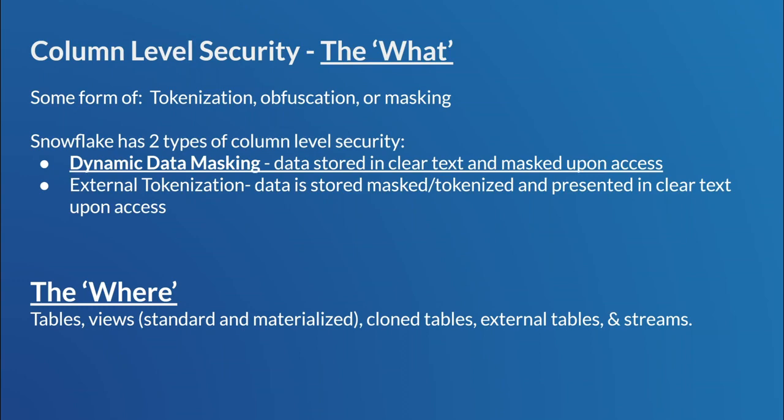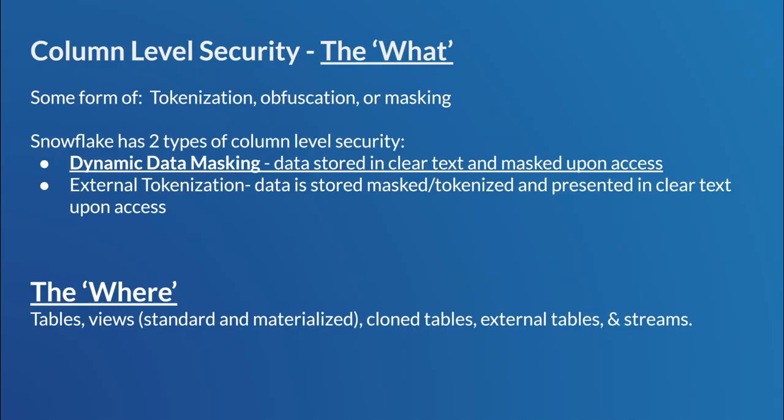So Snowflake has two types of column masking or column tokenization. The first one, and the one we're going to talk about today, is dynamic data masking. In this format, data is stored and queried in its raw form, but has a masking policy applied upon access, which may tokenize the data or obfuscate it, based on the permissions inside the masking policy. And just to note, this is only currently available right now on the Enterprise Edition.